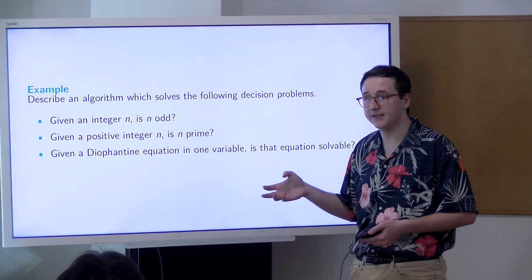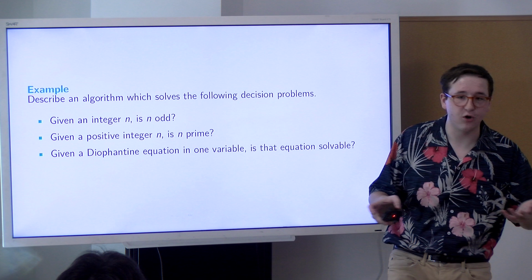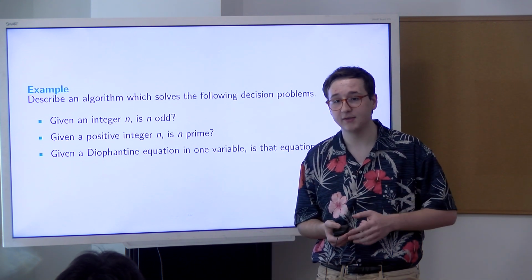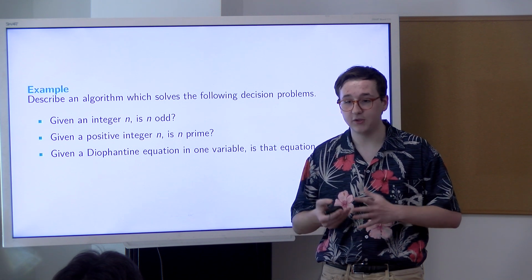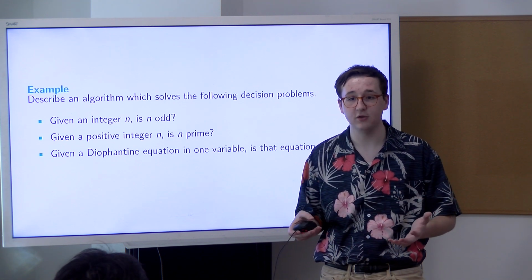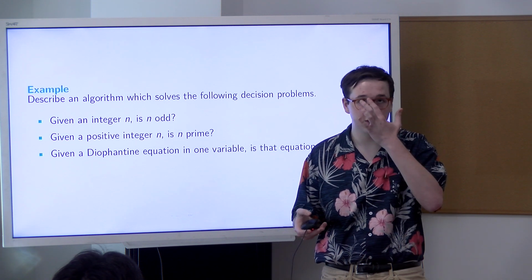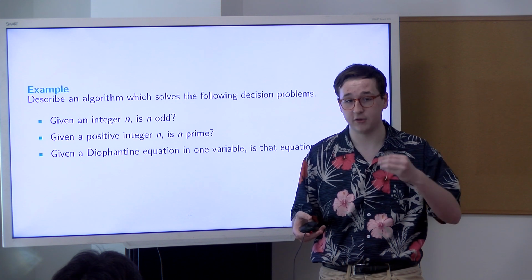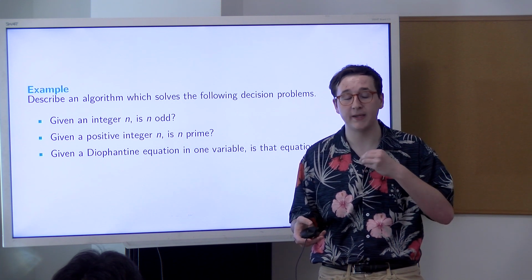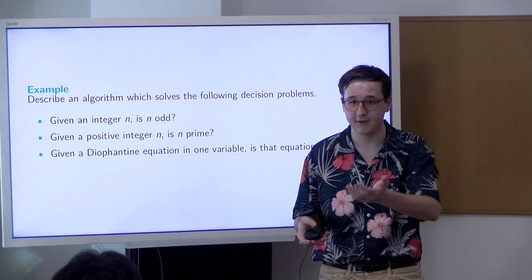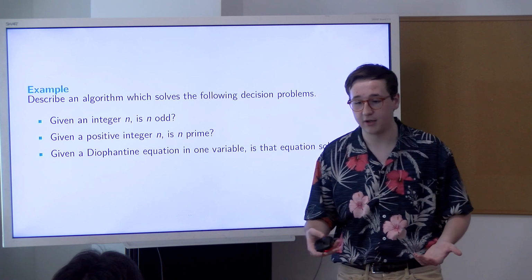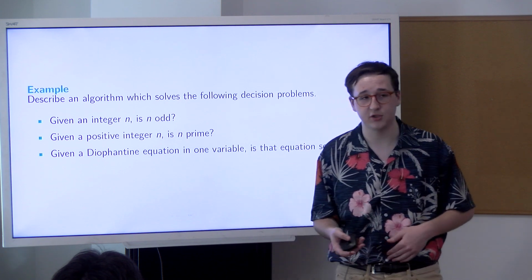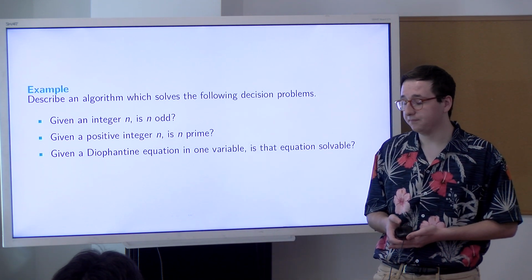Given an integer, is n odd? Can one of you try to describe an algorithm which determines whether an integer is odd? Yes? So you take n, you divide it by 2. If its remainder divided by 2 is 0, you know that it is not odd, so the answer is no. If its remainder is 1, then it is odd, so the answer is yes. So yes, that's an algorithm which determines the decision problem. What about for this one?